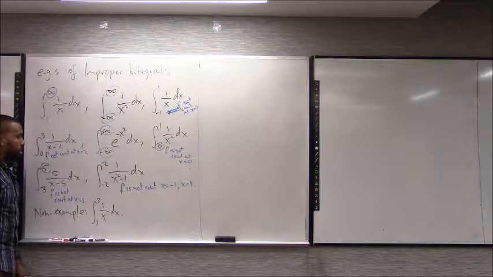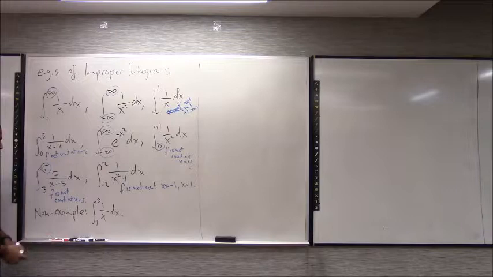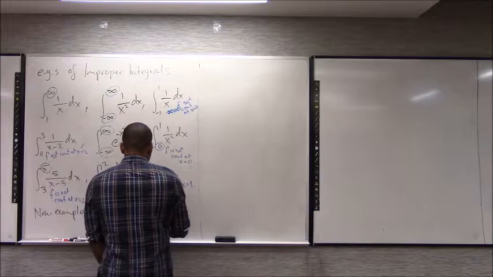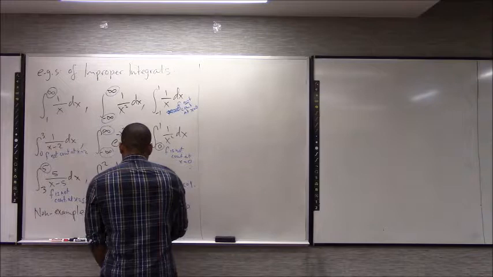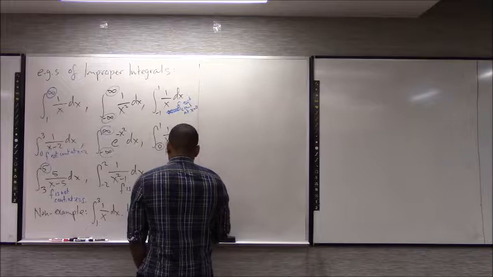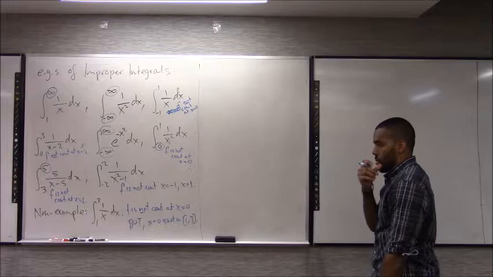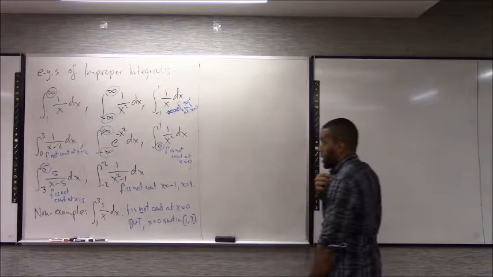This one is not improper, since f is not continuous at x equals 0, but x equals 0 is not in the interval. So we don't care. If our function misbehaves at some point that we're not looking at, we don't care. What is a problem is if it misbehaves on the actual interval that we're looking at.